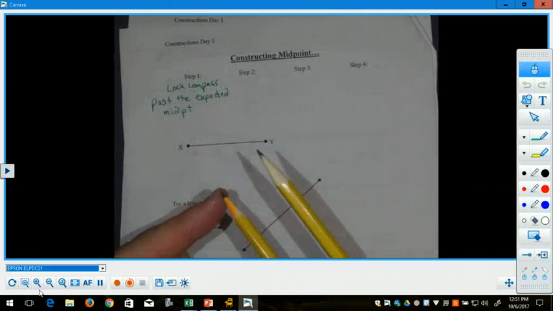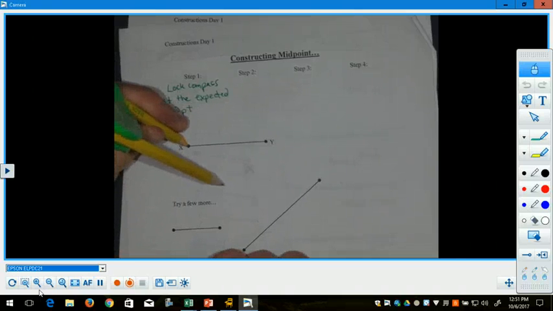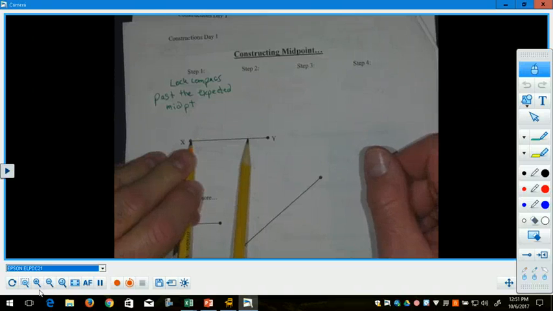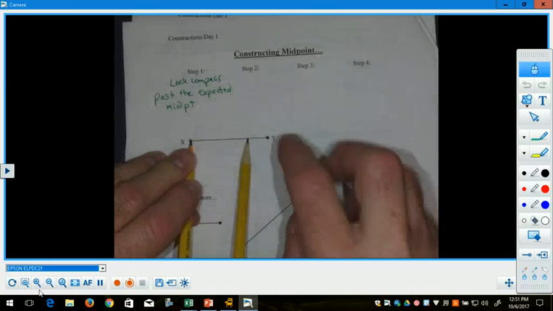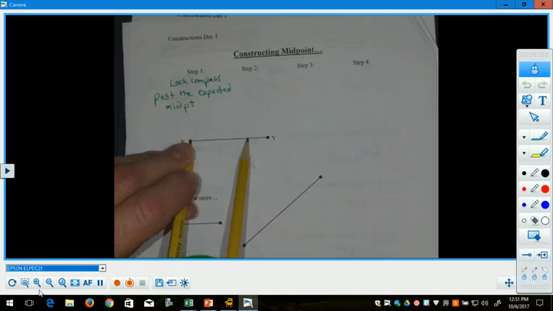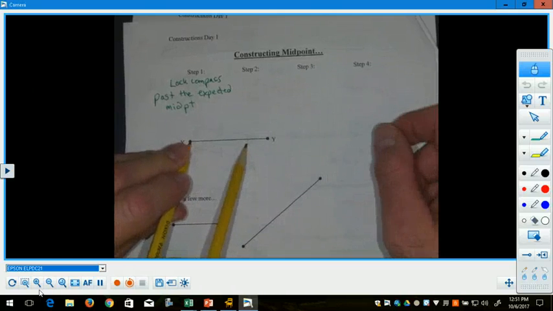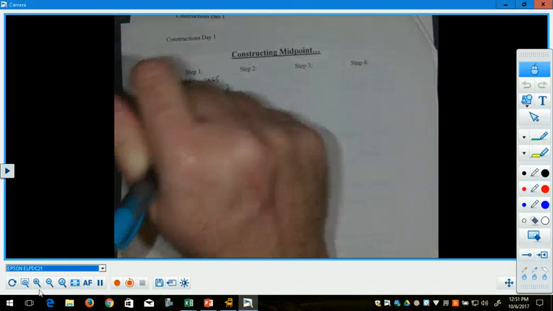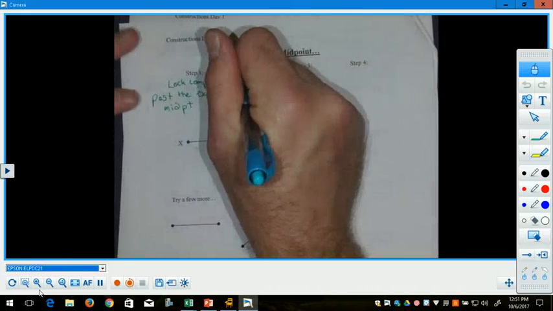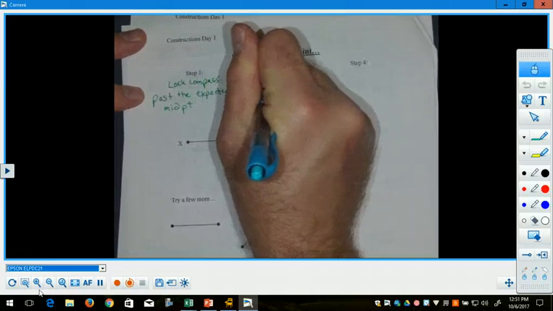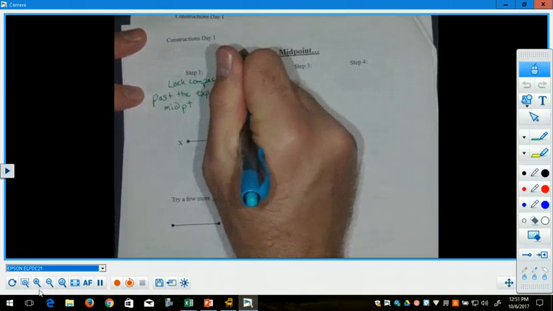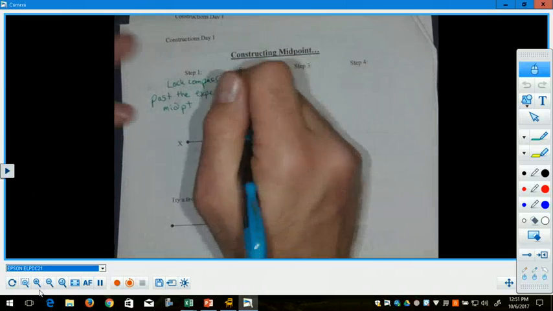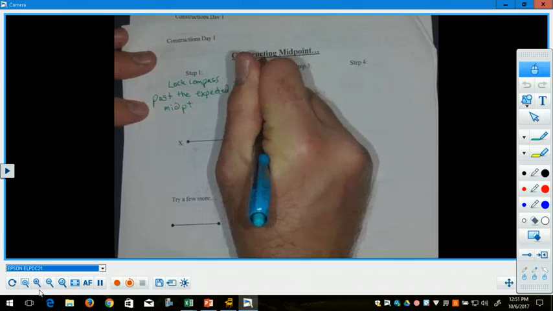So here's my stabbing point on my compass. I put it down on point X, and I'm in luck. Mine's already bigger than where I think the midpoint is. If it's not, I'm going to pull it out and tighten it up so that it is. Step two is to make a semicircle from the first endpoint. Make a semicircle above and below the first endpoint. Semicircle above to below, or below to above, I don't care, from an endpoint.